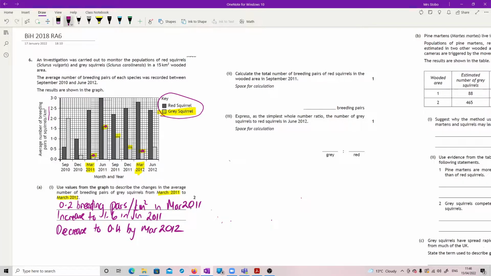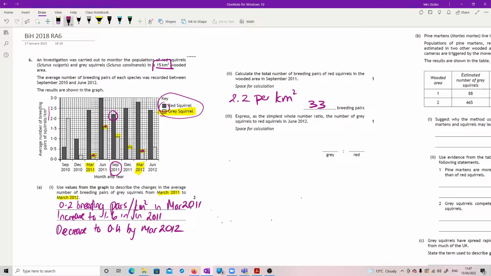Calculate the total number of breeding pairs of red squirrels in the wooded area in September 2011. Okay, so I'm looking at September 2011, and at the reds, and I have 2.2 per kilometre squared, and I have 15 kilometre squared. So that's all you're doing, 2.2 times 15, giving me 33 breeding pairs.